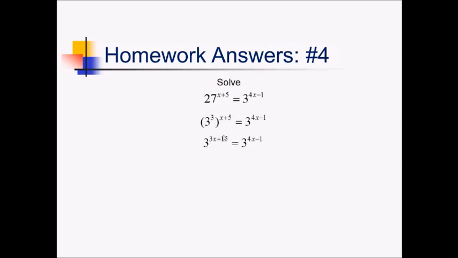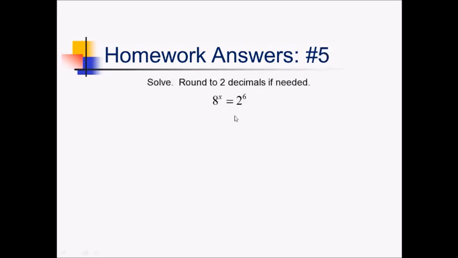Now that I have just 3 to some power, I can cancel the bases. And I've got 3x plus 15 equals 4x minus 1. Moving things around, I can move the 4x over here. That'll give me negative x. Subtract 15. That'll give me negative 16. So that means that x is going to equal 16.